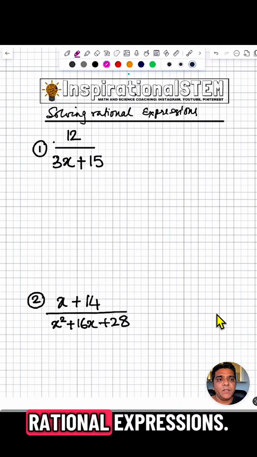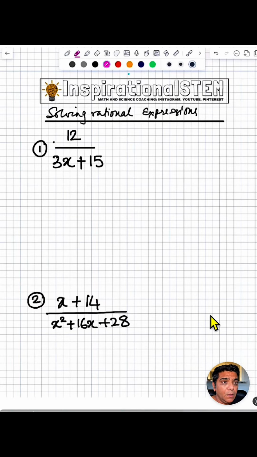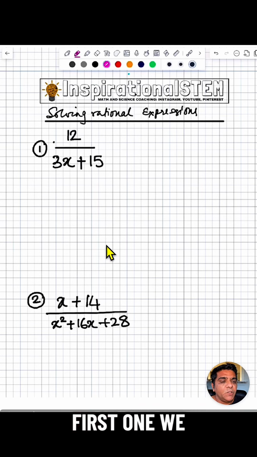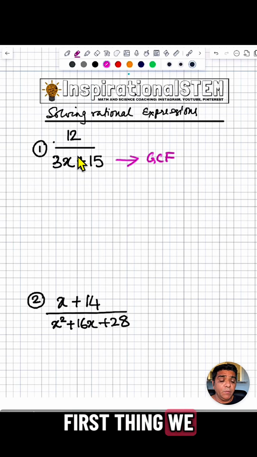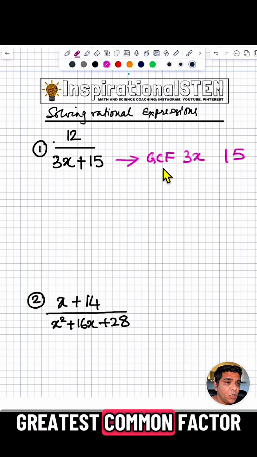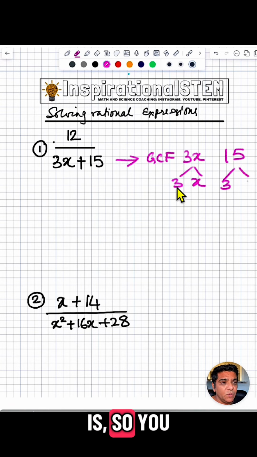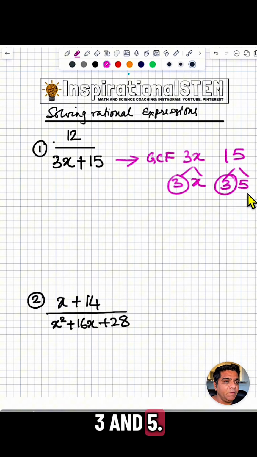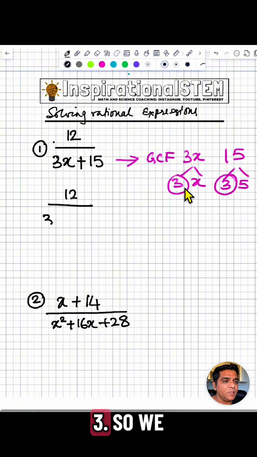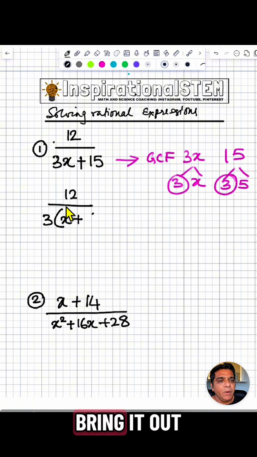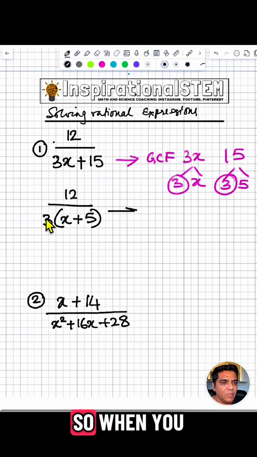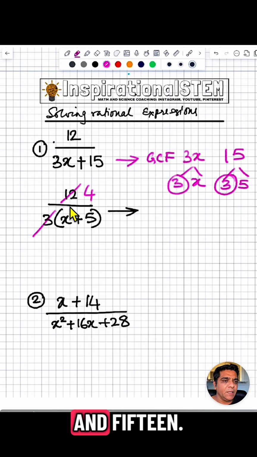Let's go ahead and solve these rational expressions. The first one we have is 12 divided by 3x plus 15. In the denominator, the first thing we want to do is find the greatest common factor between 3x and 15. You can factorize those: 3 and x, 3 and 5. The only GCF here is 3. So we take 3, bring it out of the parentheses, and then write x plus 5. When you distribute it back, you get back 3x and 15.